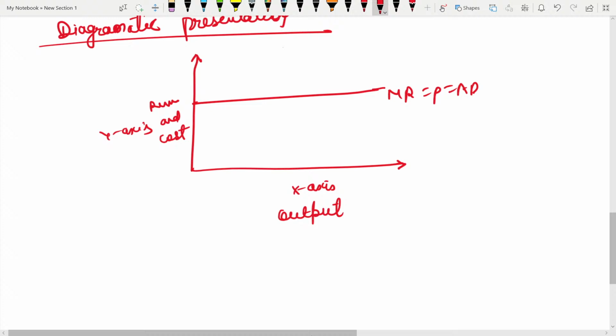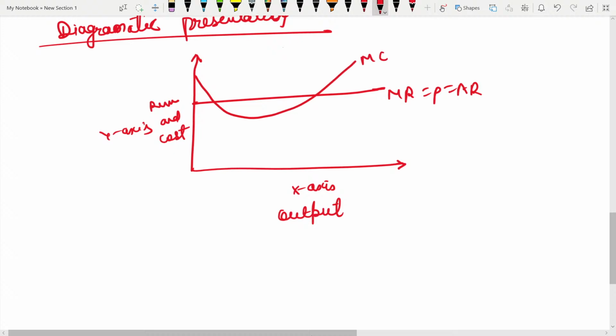In various markets we have seen the various diagrams that I already drew. So MR is equal to P is equal to AR, and that is horizontal to the x-axis. That is perfect competition. We also talked about the remaining two markets, monopoly and monopolistic, and what the shape of marginal revenue, price, and average revenue would be. Moving ahead, this is MC, because as we all know, the shape of MC is a U shape.